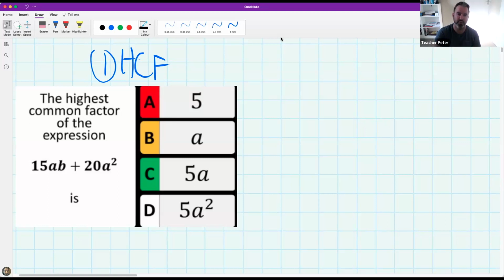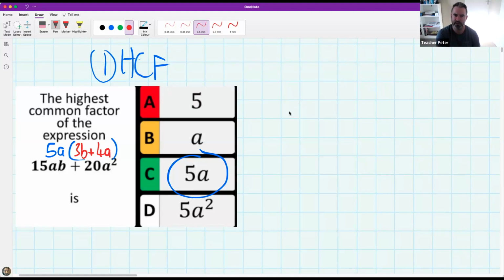So if we look at it, we definitely see there's a 5 in common, but there's also an A in common. And so if we imagine factorizing this, the 5A would be the correct answer, so it would be C. But we would also have, just to complete it, we would have 3B plus 4. So that gives me the 20, and then I need another A. So that would be the whole factorization of this.